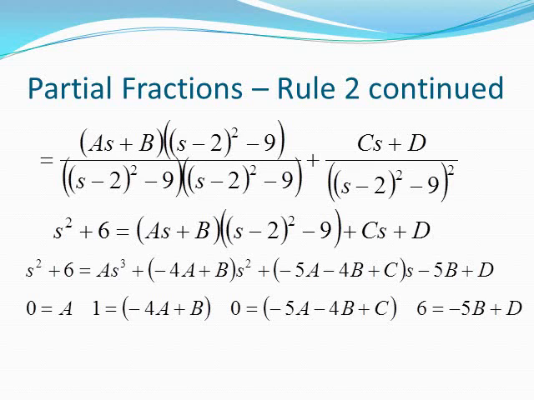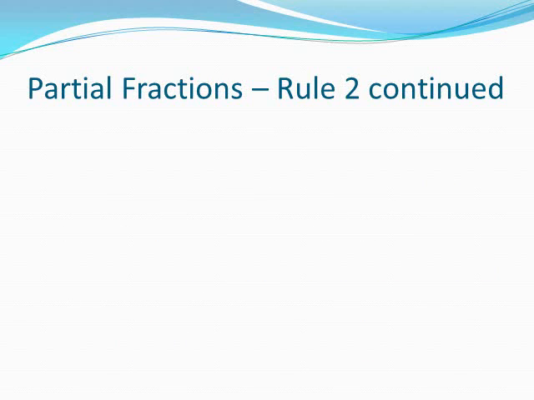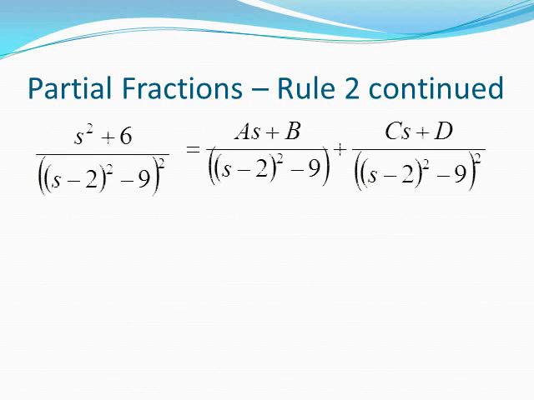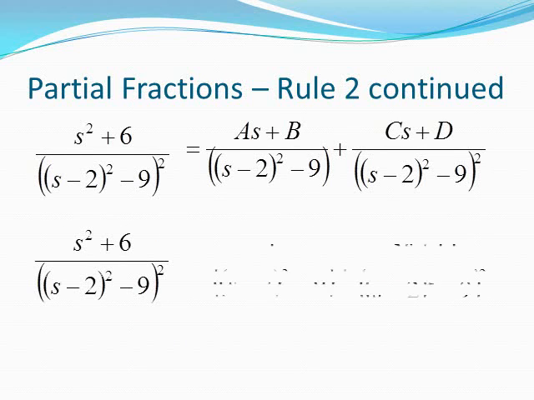So now we can solve this system of equations. We have 4 equations and 4 unknowns. If we solve it, you will find that the constants equal this. Now we can take this and plug it back into our partial fractions. If we do that, we get something that looks like this.